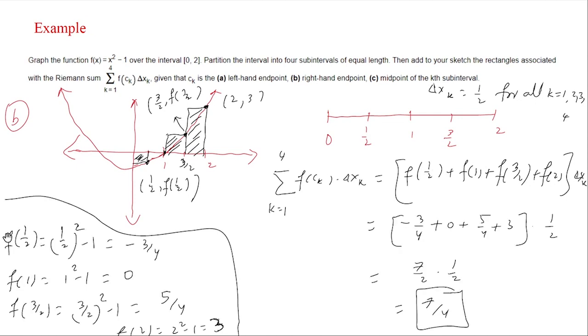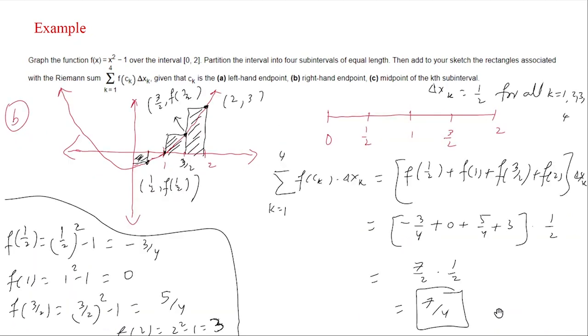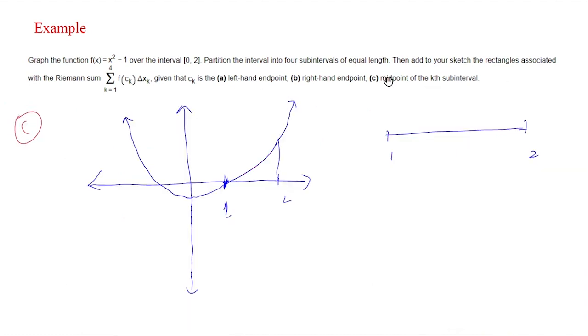So let's find the value of the function by using x squared minus 1, and these are the values of this function at these different points. If we plug these values in here and multiply by the width of this subinterval, which is half, this is the Riemann sum we are going to get by using the right endpoint. As you can see, previously by using the left endpoint we got 1/8, and by using the right endpoint we got 7/4.